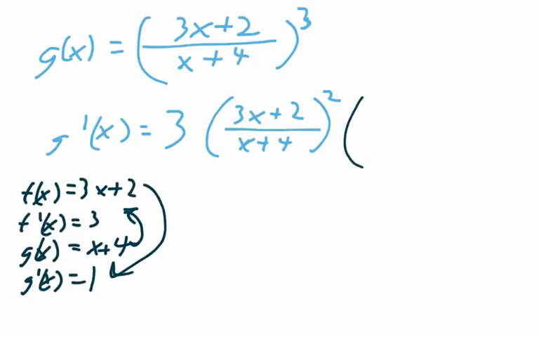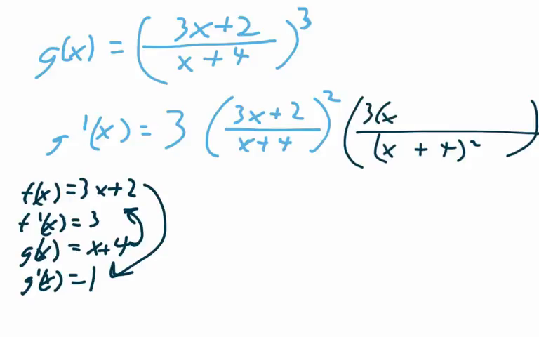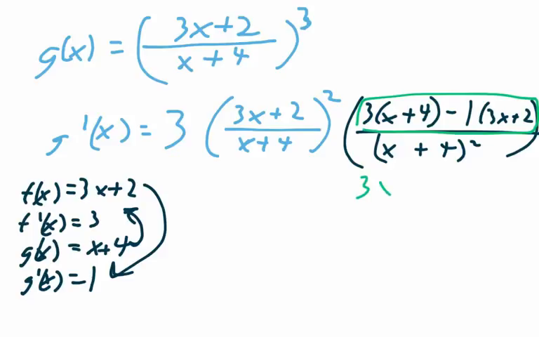So I got (x plus 4) squared in the bottom, and we have 3 times (x plus 4) minus 1 times (3x plus 2). So I'm just going to simplify this over here. So we got 3x plus 12 minus 3x minus 2. Those cancel out, and so we got 10 in that box.